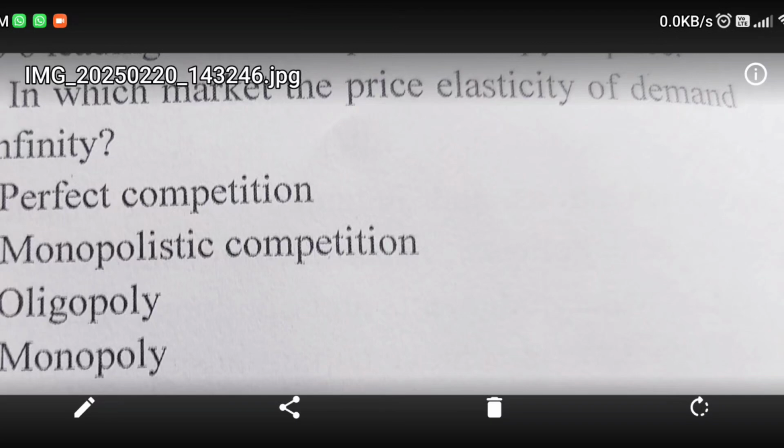In which market is the price elasticity of demand infinite? In perfect competition. Firms are price takers and sell a homogeneous product. They can sell any quantity of output at the prevailing market price without affecting the price. Therefore, the demand curve facing an individual firm is perfectly elastic, horizontal to the x-axis.